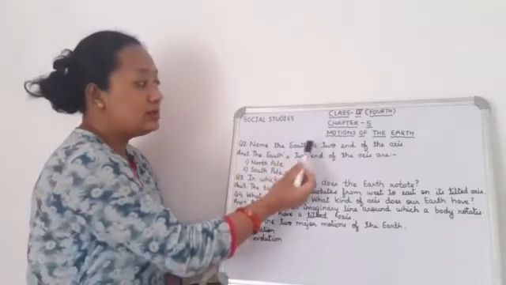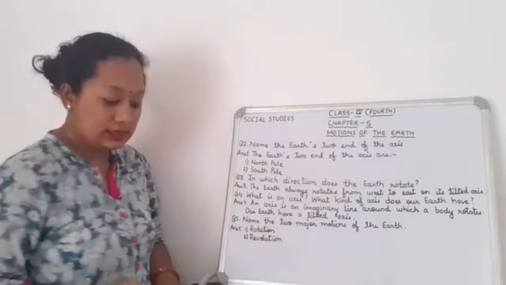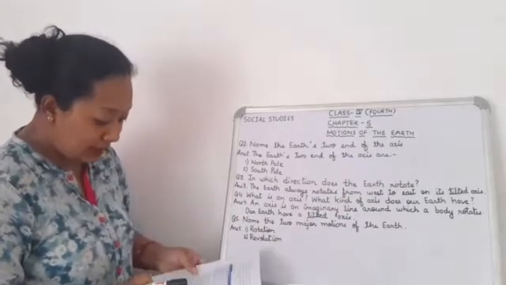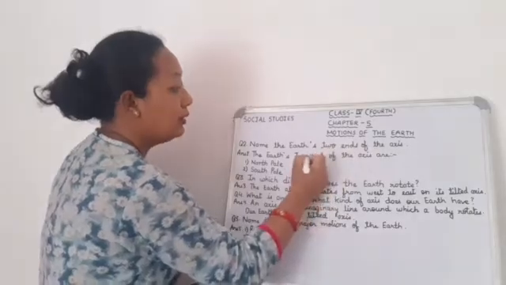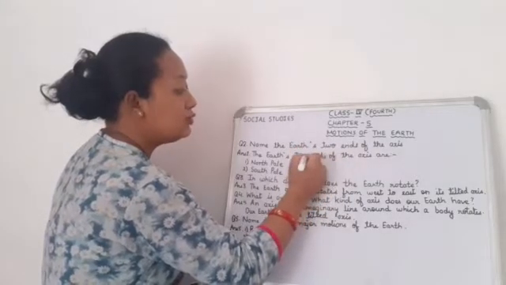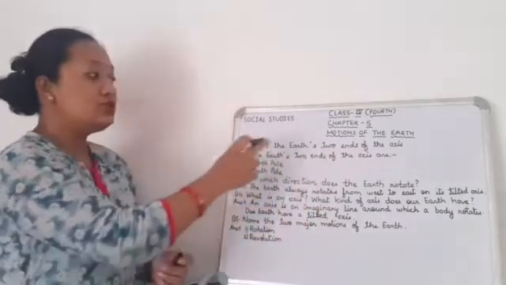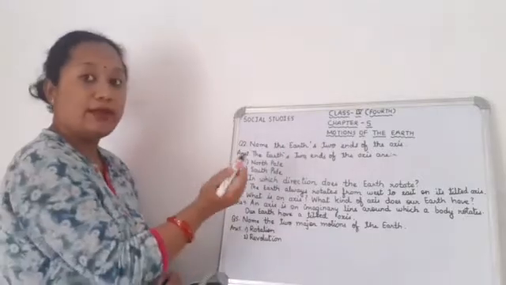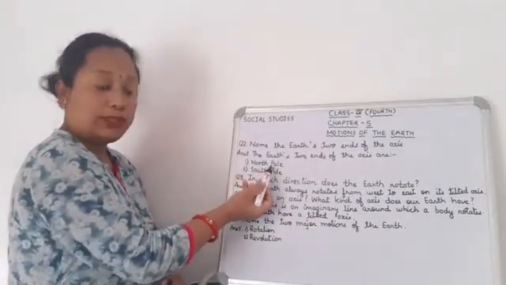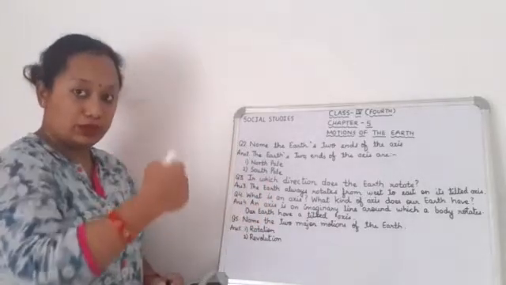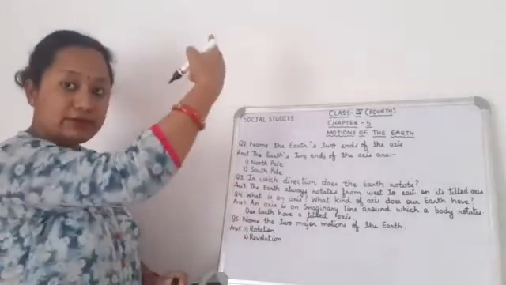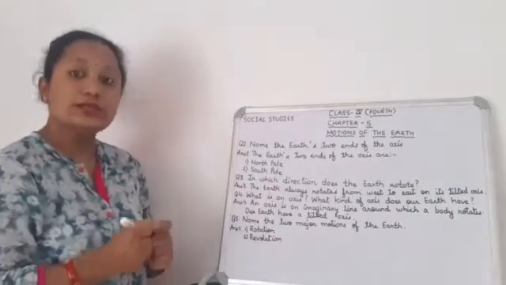Name the Earth's two ends of the axis. So the answer is, the Earth's two ends of the axis are, number one is North Pole and number two is South Pole. I told you axis has two end points. The upper one is North Pole and the lower one is South Pole.